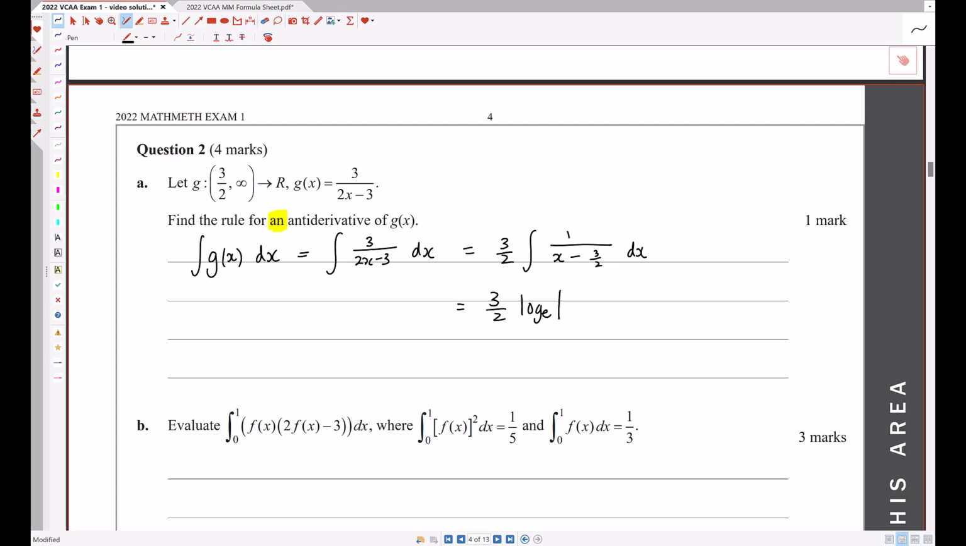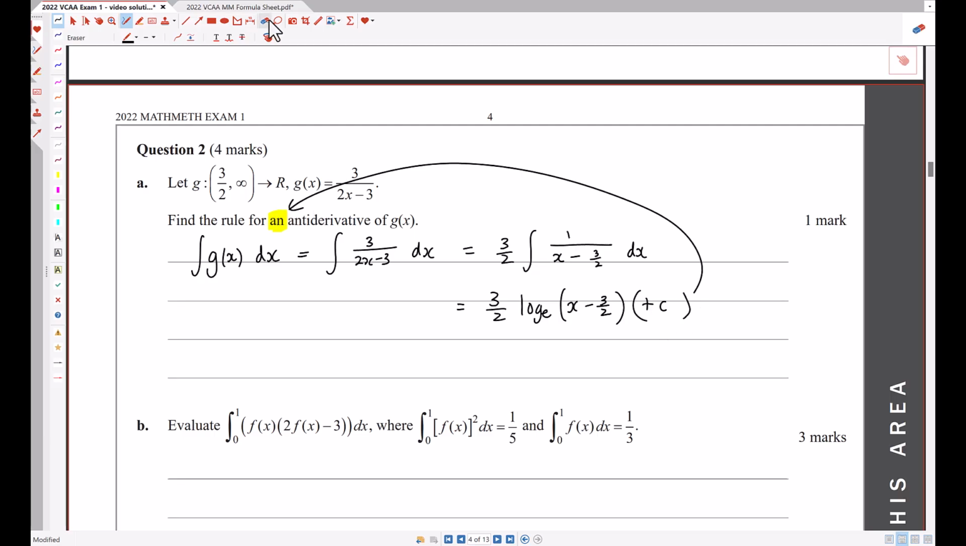Now, I might choose to use modulus signs. I actually don't need to because this domain qualifier up here is ensuring that it wouldn't matter if I didn't have the modulus signs, and that's how VCAA generally get around having removed modulus from the course. So it would be perfectly correct for these to be round brackets, but not incorrect for them to be modulus either. We don't need the plus c because of the "an".